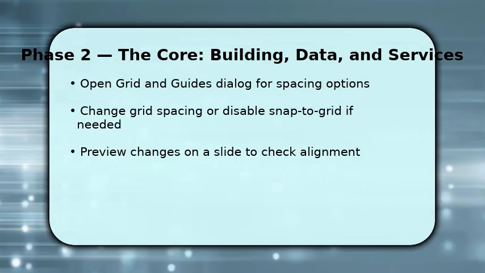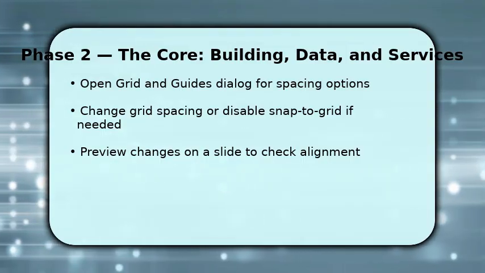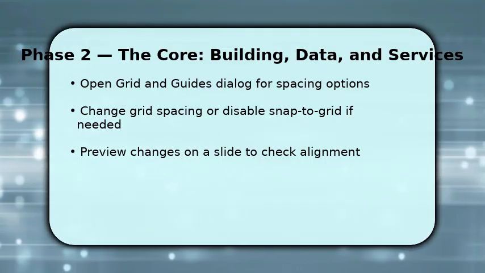If you prefer precision, set a smaller spacing. If not, turn off Snap to Grid. Once done, test by moving an object. Make sure everything still lines up the way you expect.